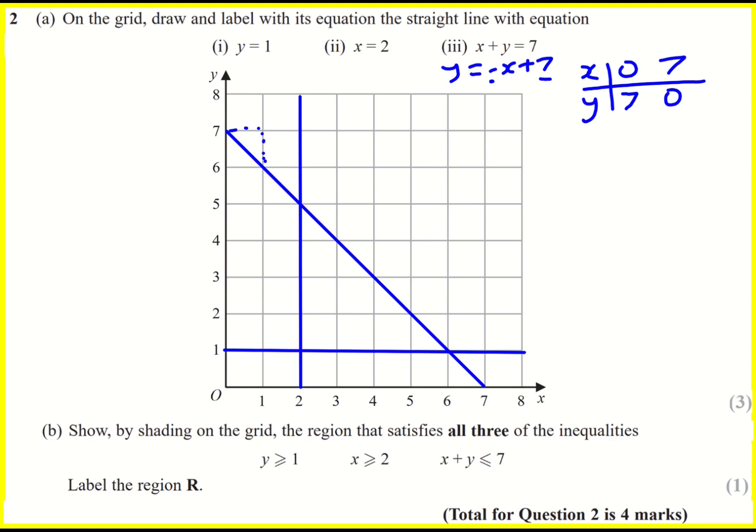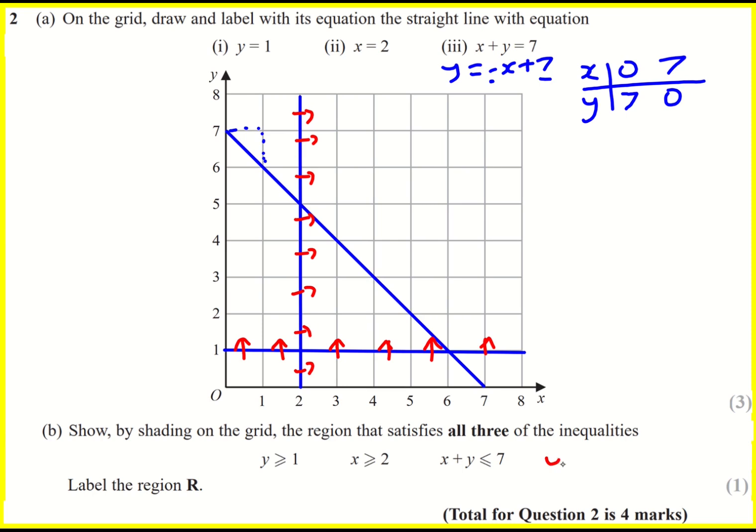We're then asked to show by shading the region that satisfies all three of the inequalities. So y is greater or equal to 1. That's going to be everything above this line. X is greater or equal to 2. That's going to be to the right. Just be careful. Don't always assume it's going to be the area in the middle, though I think it might be here. X plus y is less than or equal to 7.